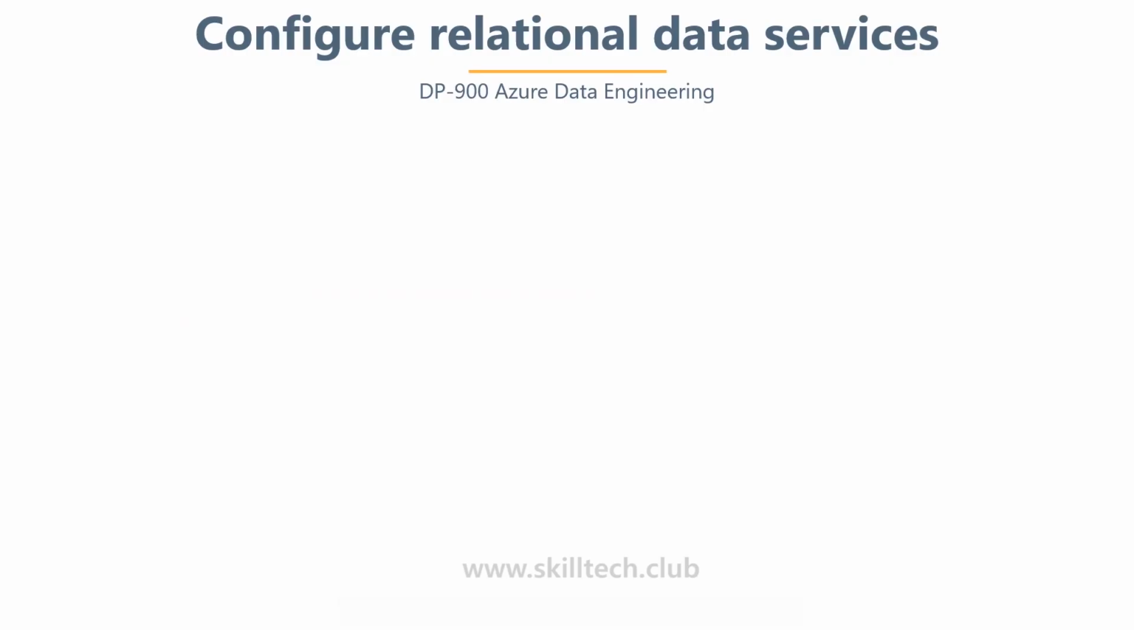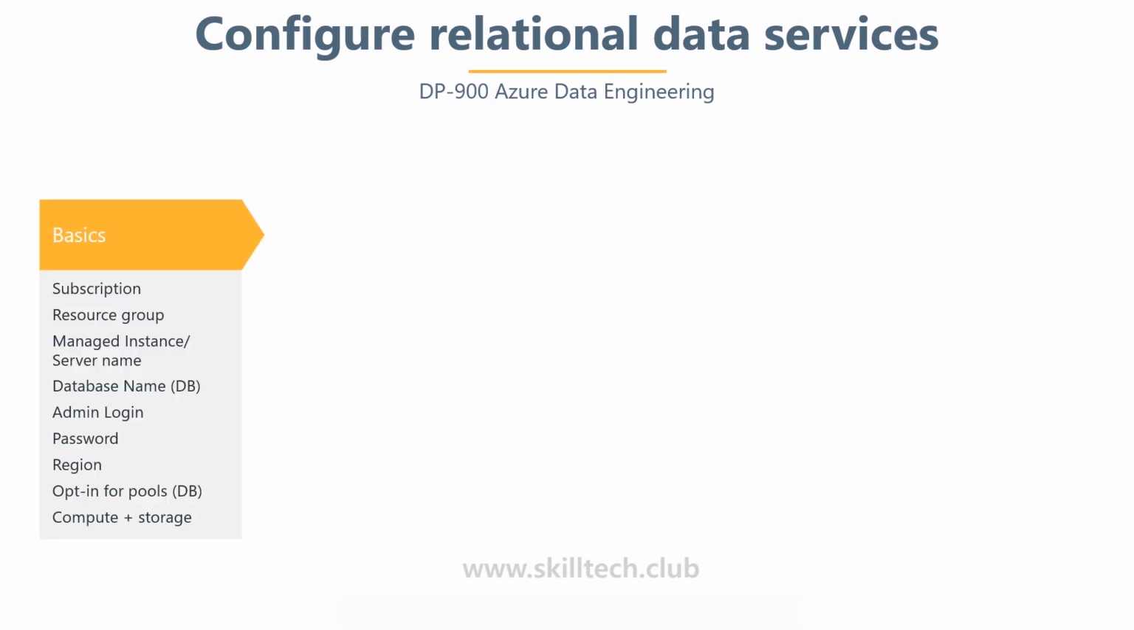Configuring relational data on Azure is a step-by-step process. When you are going to use a tool like Azure Portal to deploy or provision your Azure SQL Server or any other data service, you have to follow certain steps. Initially, every provisioning starts with the basic tab, in which you focus on your subscription and resource group, in which you want to create it.